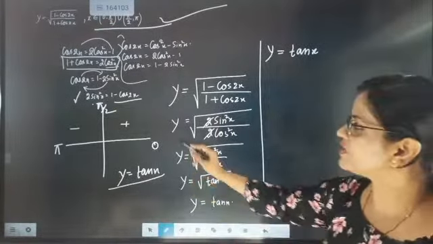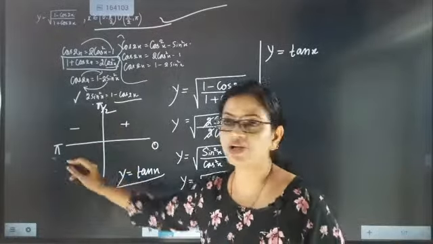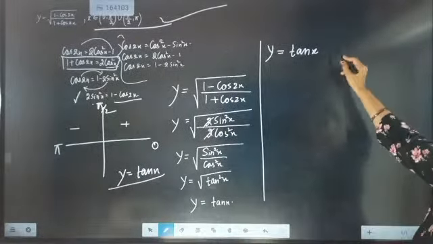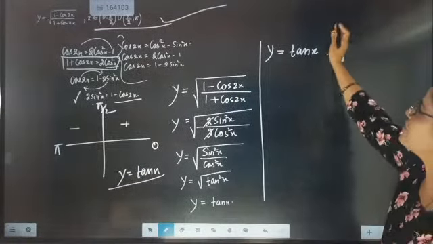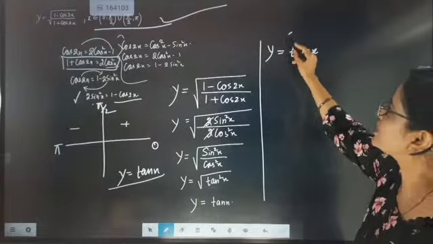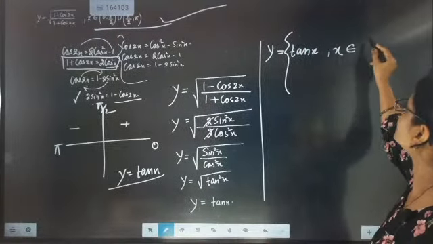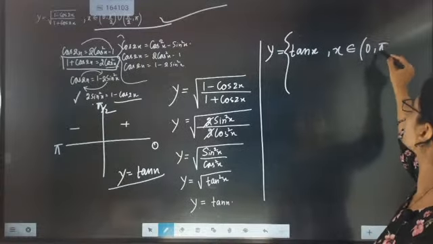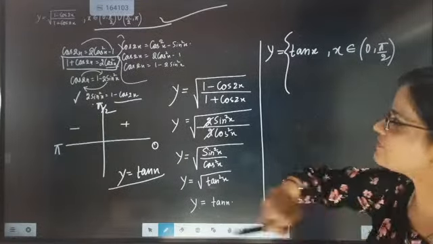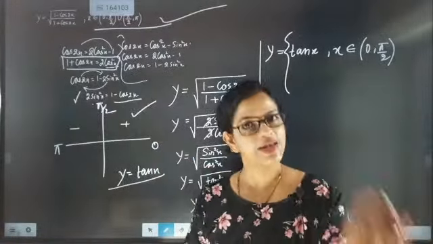Now our interval is 0 to pi by 2 and pi by 2 to 180. So first we are going to say that when x lies in 0 to pi by 2, the answer will be tan x. So in this interval tan x is positive.